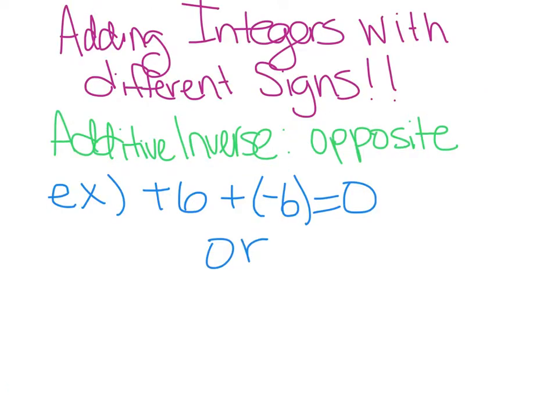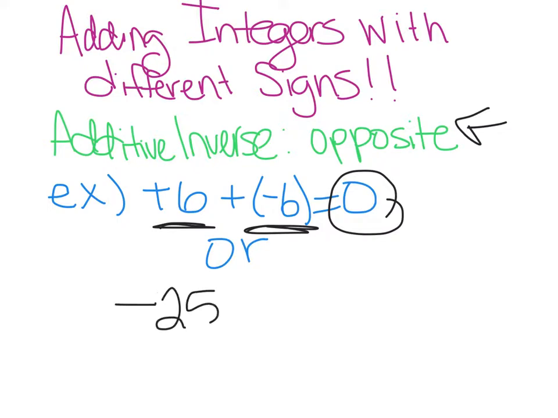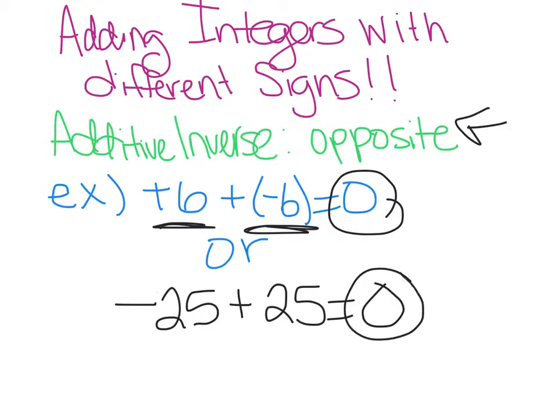So now we have adding integers with different signs. We have something called the additive inverse that involves the opposite. So for example, if you have positive 6 plus negative 6 equals 0. If you have $6, but you give that $6 away, you have $0. That's an additive inverse. And likewise, if you owe somebody $25, but you pay them back $25, then you're at a balance of 0 and you owe them nothing.